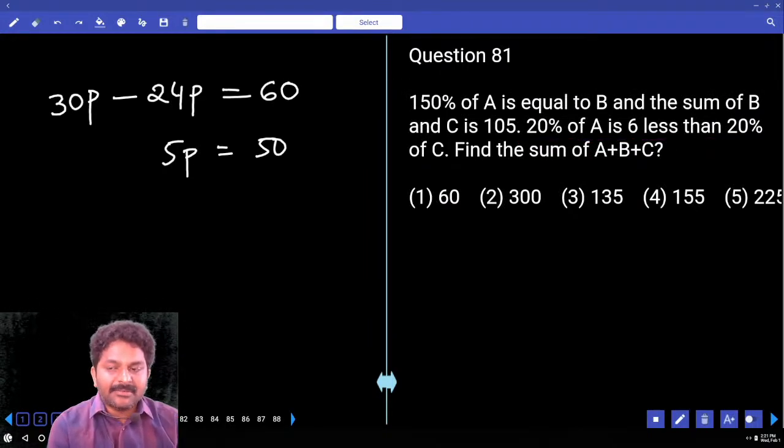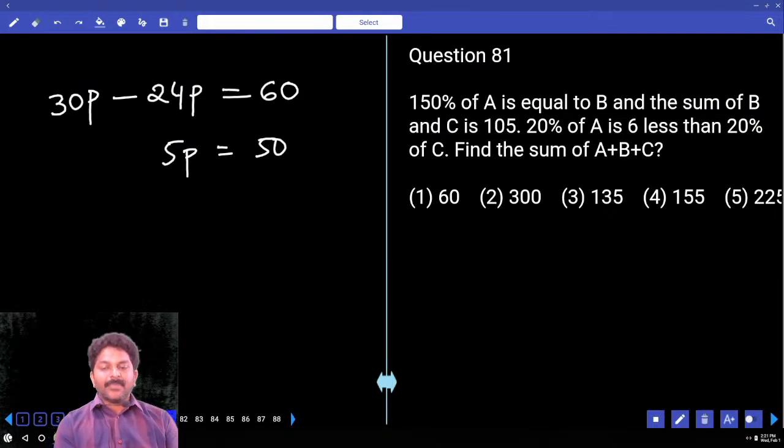150% of A is equal to B, and the sum of B and C is 105. 20% of A is 6 less than 20% of C. Find the sum of A, B, C.